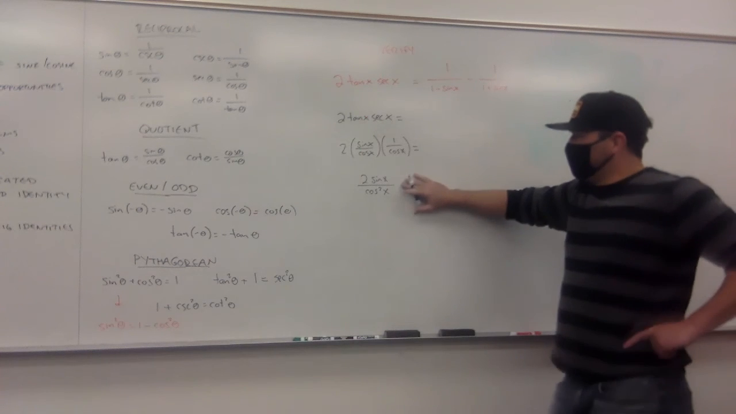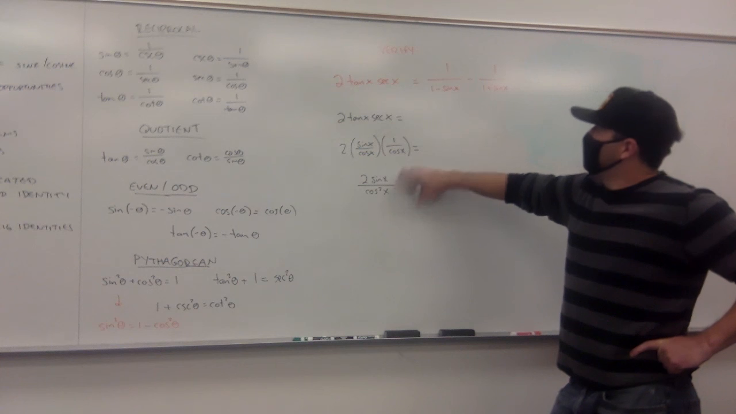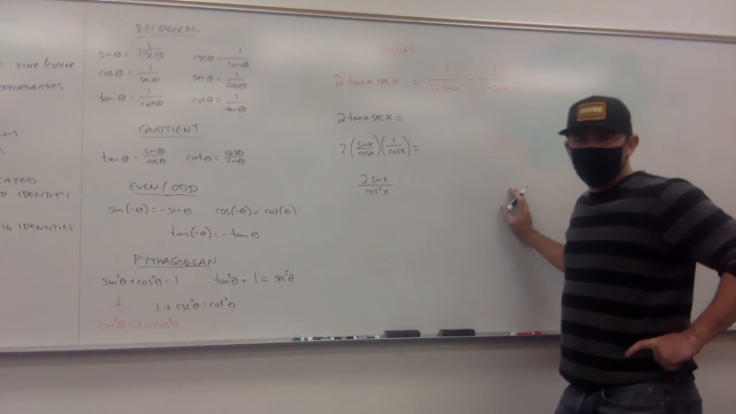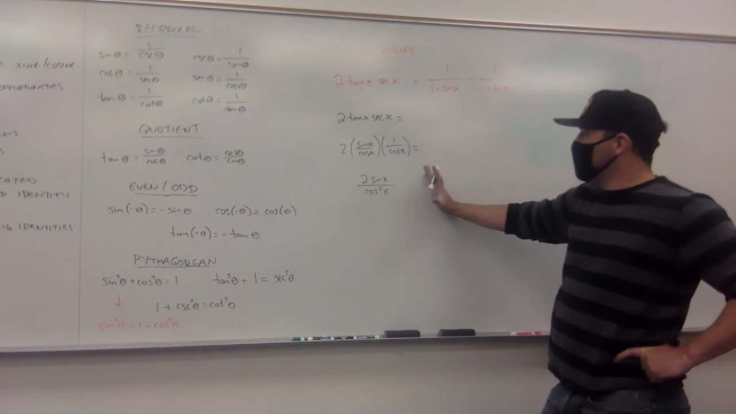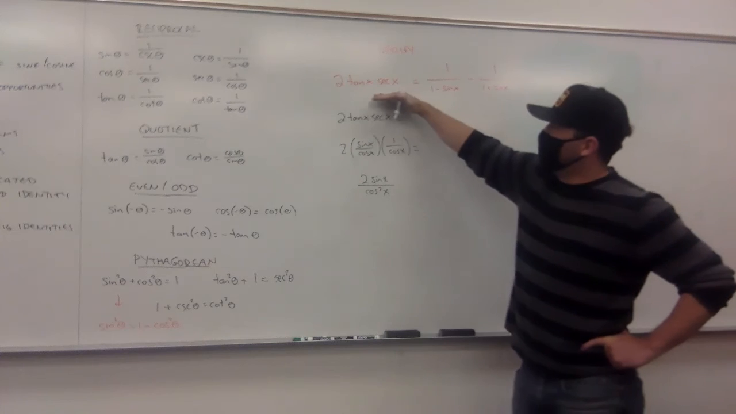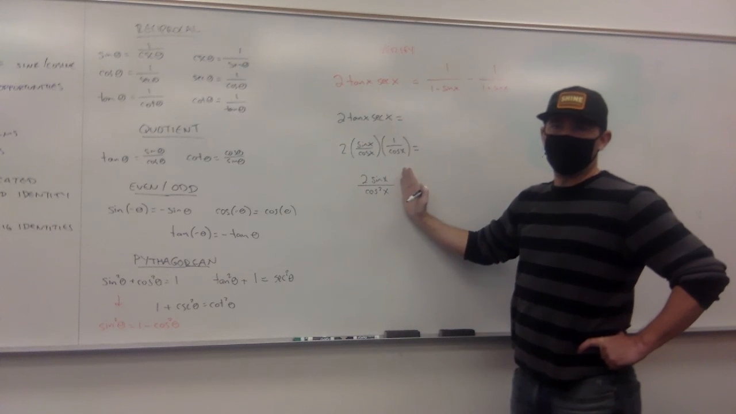Now, I don't really see a path in how I could go from this expression into 2 fractions being subtracted. All right, so this might be one of those moments where I say, you know what, maybe this isn't the best strategy. I'm not going to erase this. I'm not going to cross it out. I'm just going to leave it, because at least I have shown that the left-hand side of the equation equals 2 sine x over cosine squared x.